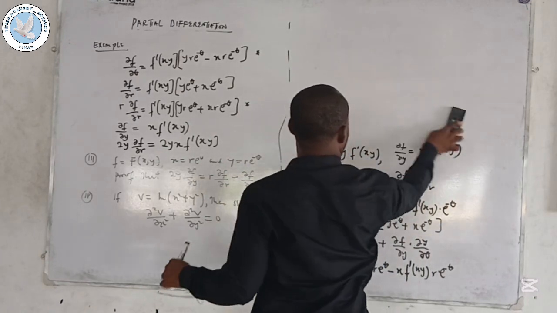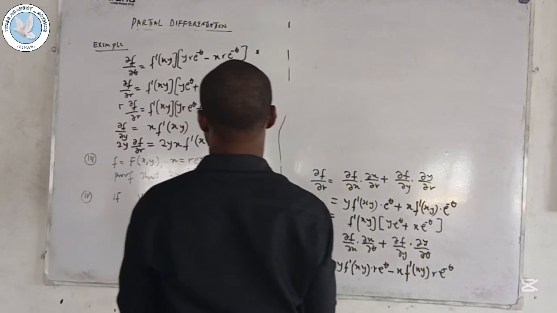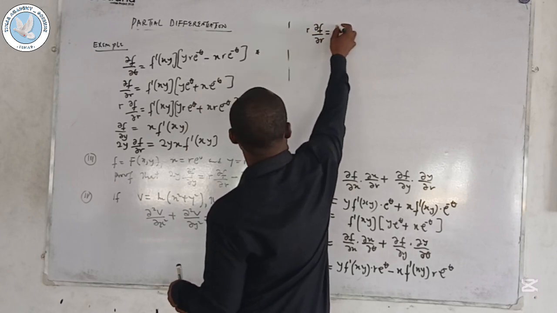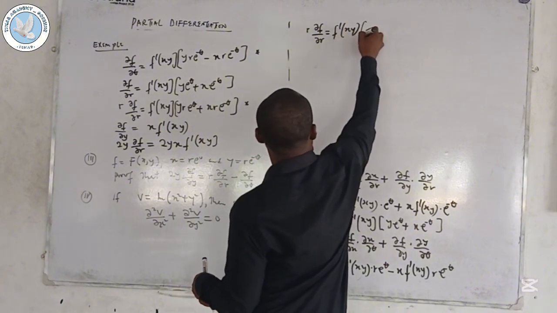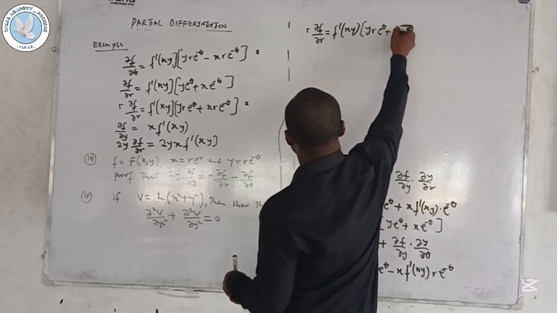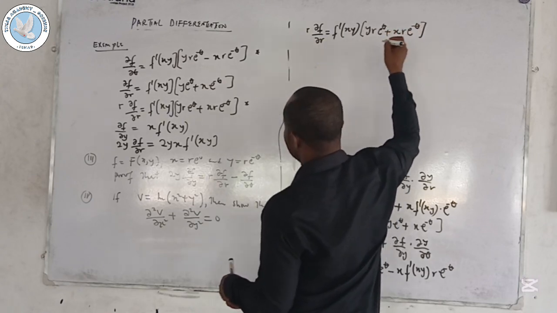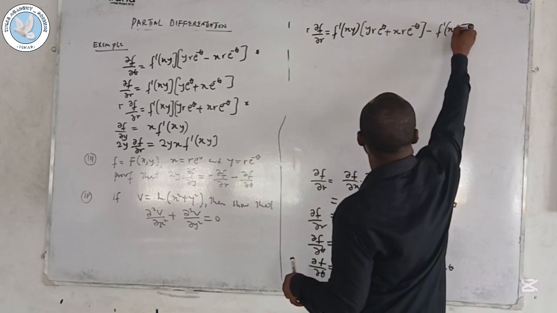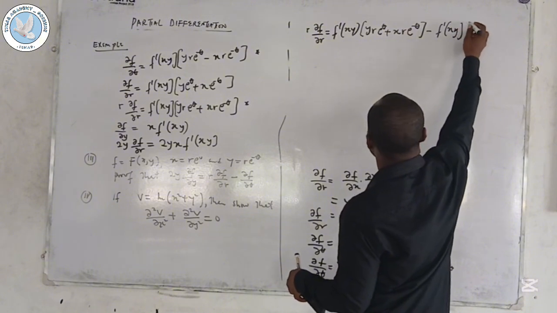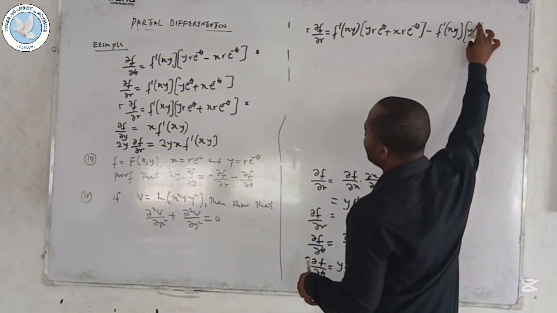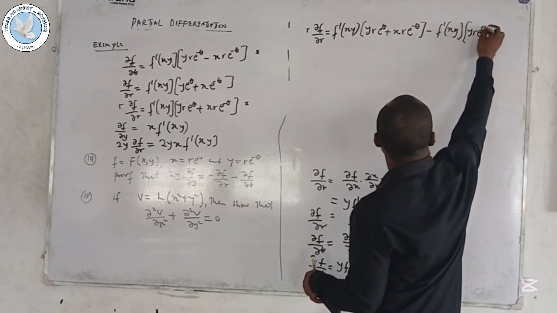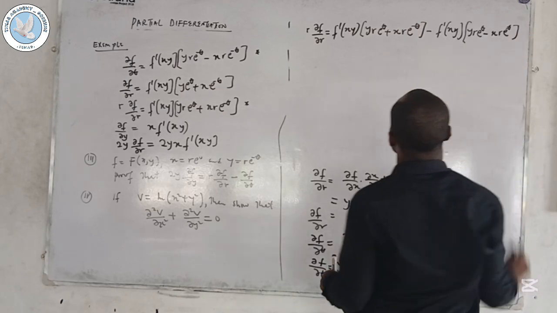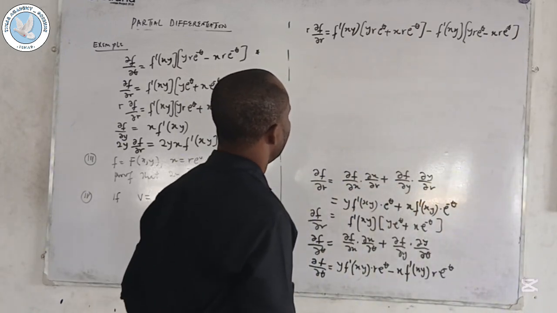So this is giving us, and this is giving us, so r is equal to this prime into yr exponential this, xr exponential that, that is this minus f prime, it is y into y into yr exponential minus xr exponential this. So let's see how we can simplify this.